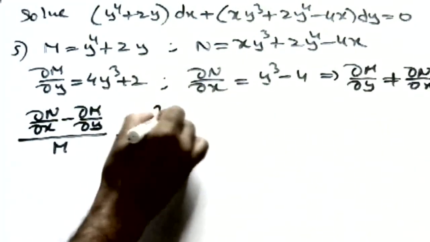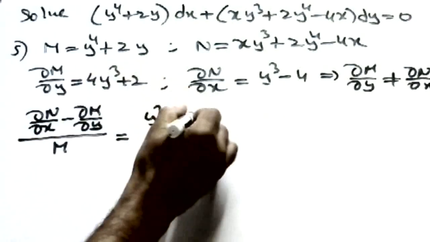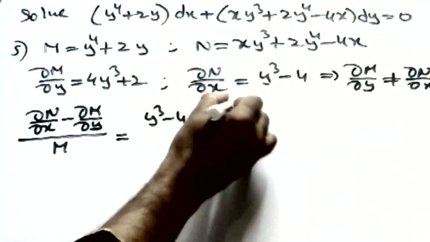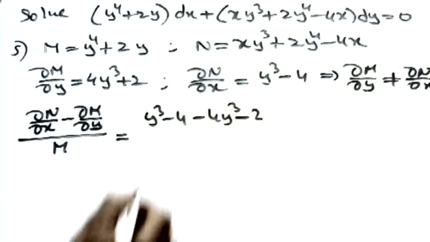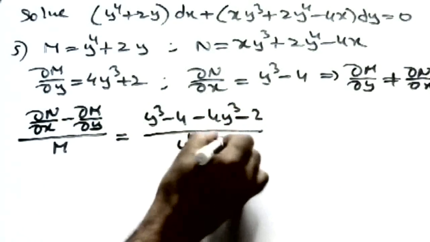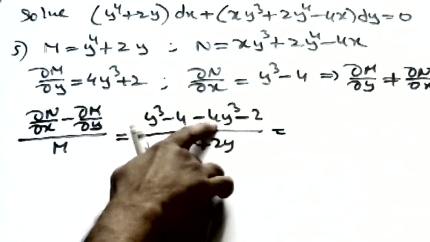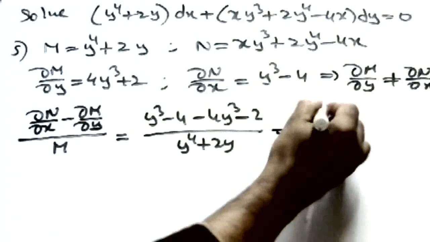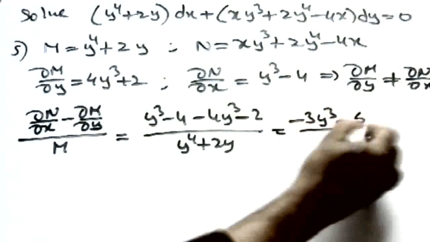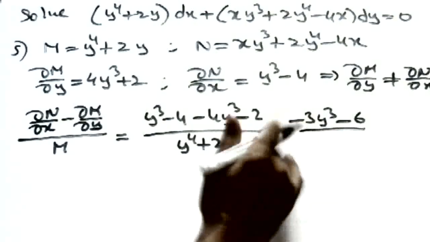So this value is y³ minus 4. Minus means we have to multiply this with minus. So this will be minus 4y³ minus 2, divided by M. The value of M is y⁴ + 2y. Now you see here, y³ minus 4y³ is minus 3y³, minus 4 minus 2 is minus 6, over y⁴ + 2y.